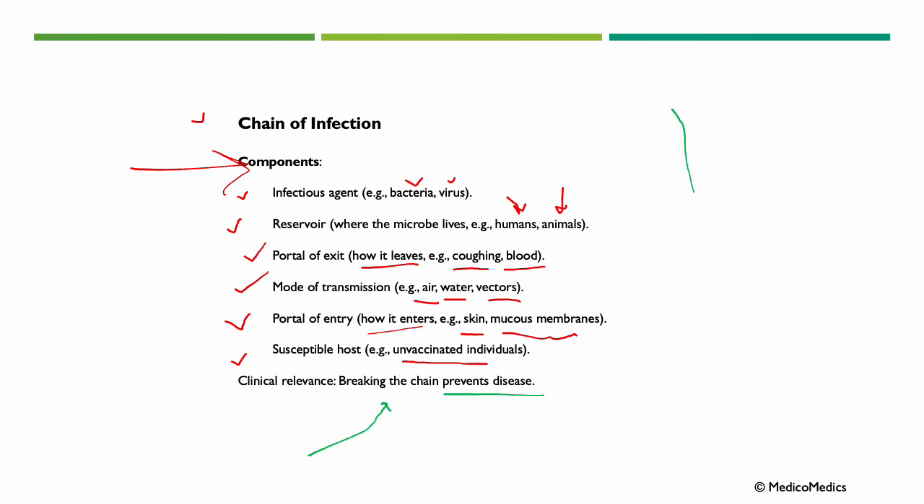So think of the chain of infection as a sequence. If we can break one of these links, it would be a potential way to stop the disease from spreading. For example, if we're dealing with an airborne transmission, then we can wear a mask.